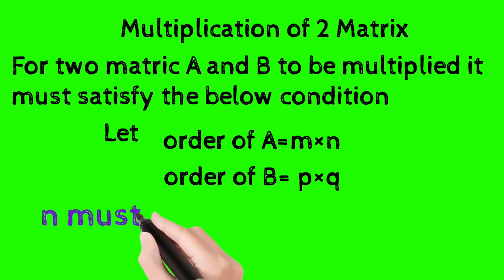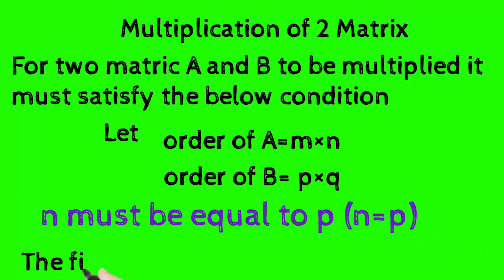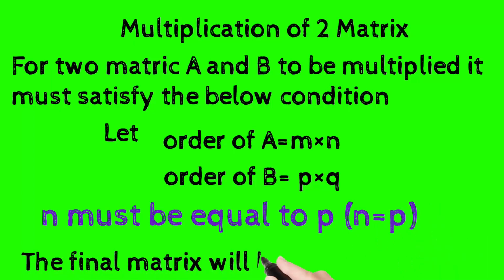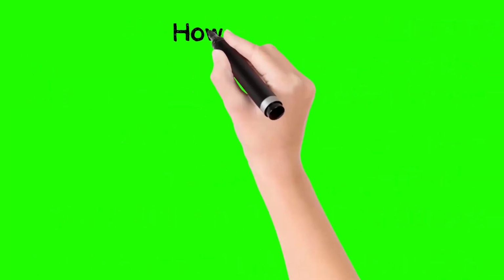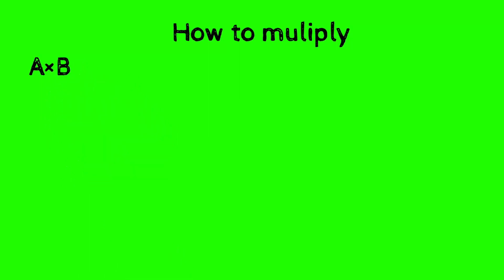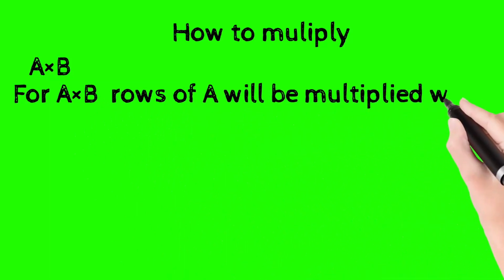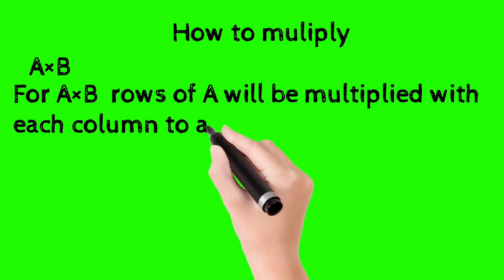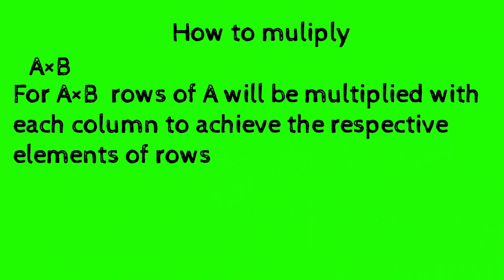Then n must be equal to p so that the matrices can be multiplied, and the final matrix will have an order m cross q. So how do we do the multiplication operation of two matrices? Let us take A cross B, where A is being multiplied with B. For A cross B, rows of A will be multiplied with each column of matrix B to achieve the corresponding elements of A cross B.